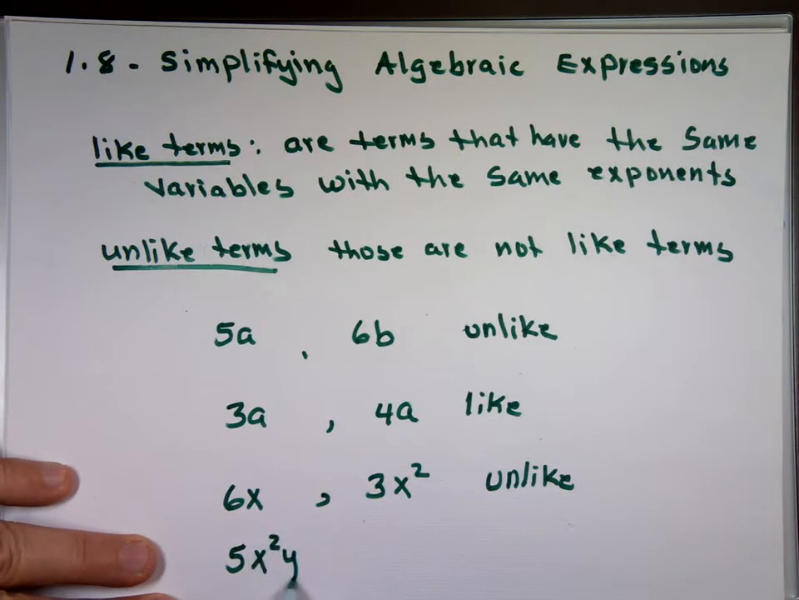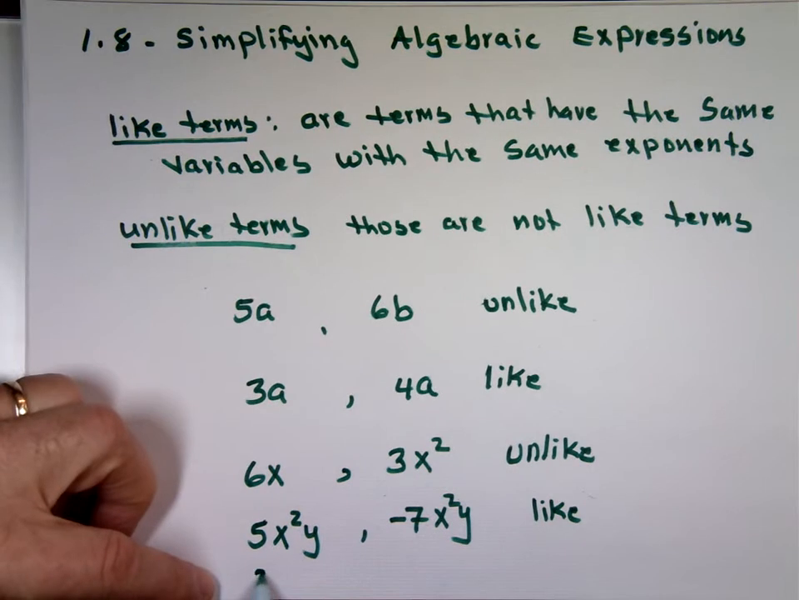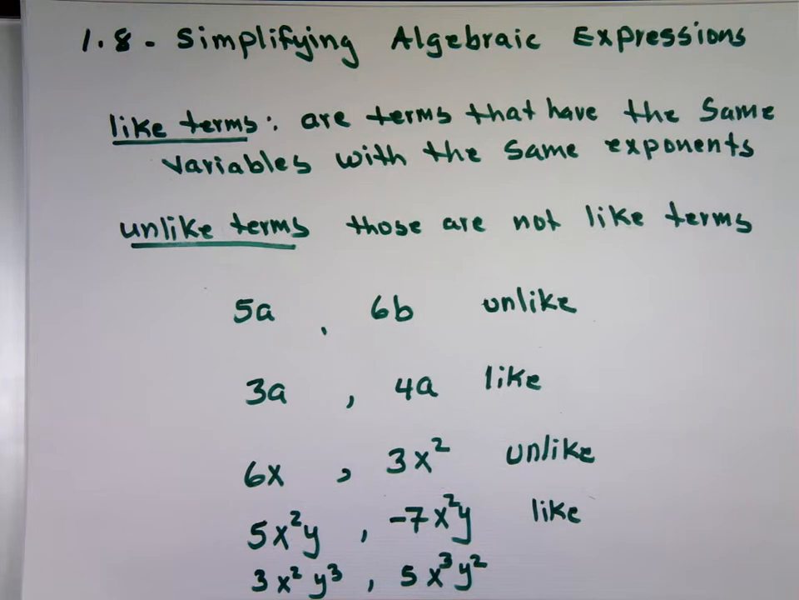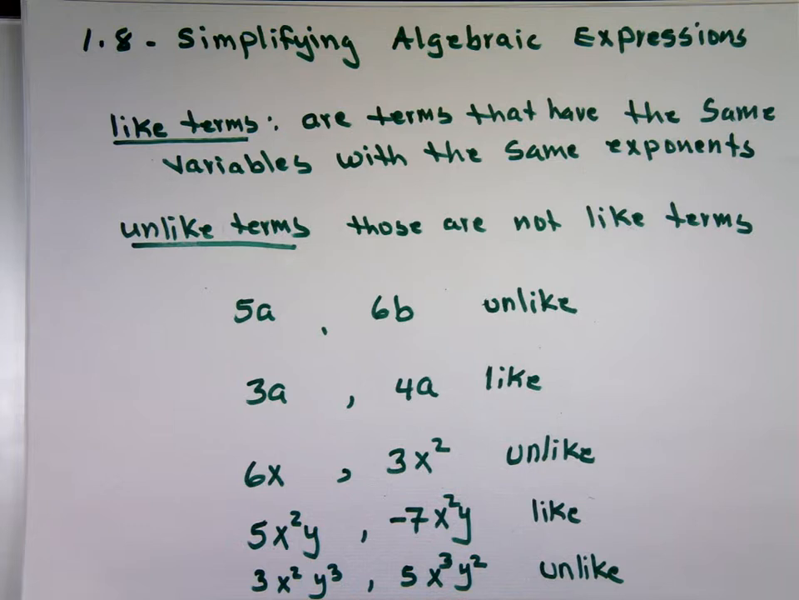5x squared y and negative 7x squared y. Like or unlike? Like terms. Same variables, same exponents. 3x squared y to the third, 5x to the third y squared. Like or unlike? Unlike, different exponents. So to be like terms, you must have the same variable, and that's not good enough. That's good, but it is more. And the variable must have the same power, the same exponents.